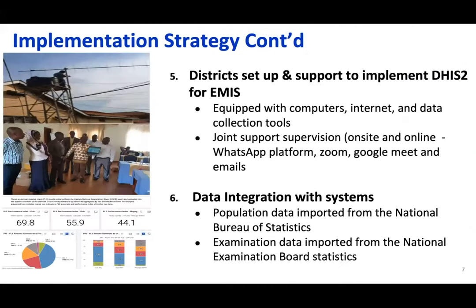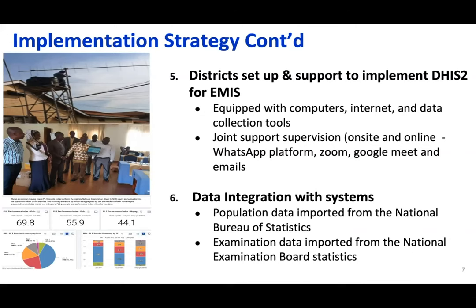The other strategy was equipping the district teams to be able to implement. What was more challenging in most of the districts is the IT equipment currently in the education offices. In some districts it does not exist, while in others it really needs replacement. So we need to equip them so that they implement the program, and on the ground they would be able to maintain this IT equipment and replace it in case of any loss. We've had a lot of support supervision, both on site and online, to further train them and also identify areas where we need to provide support.